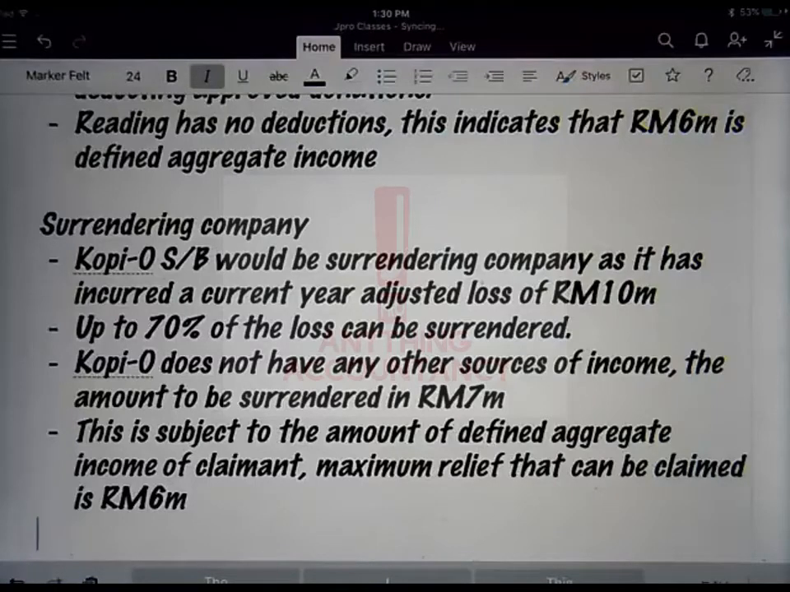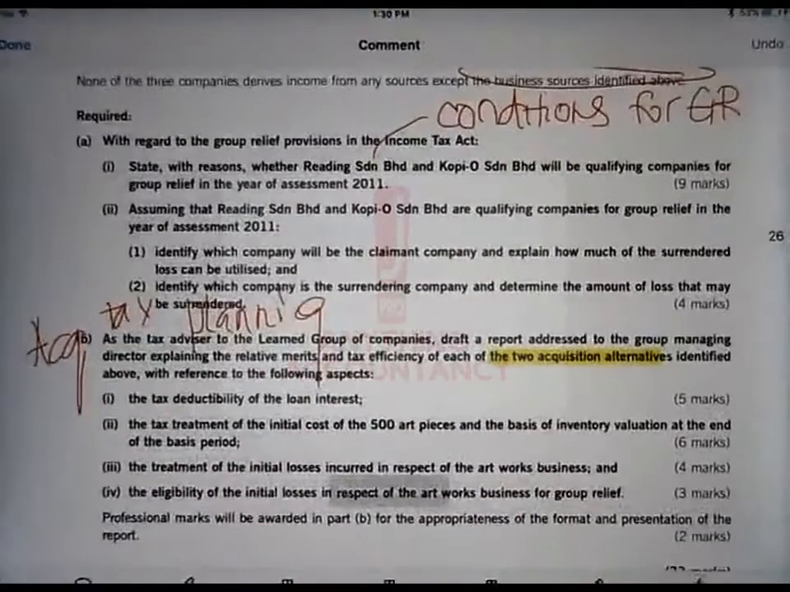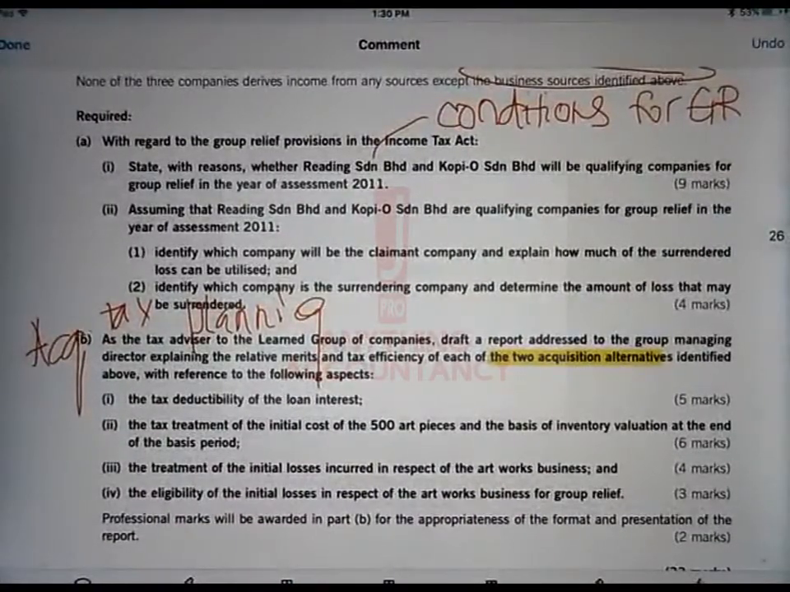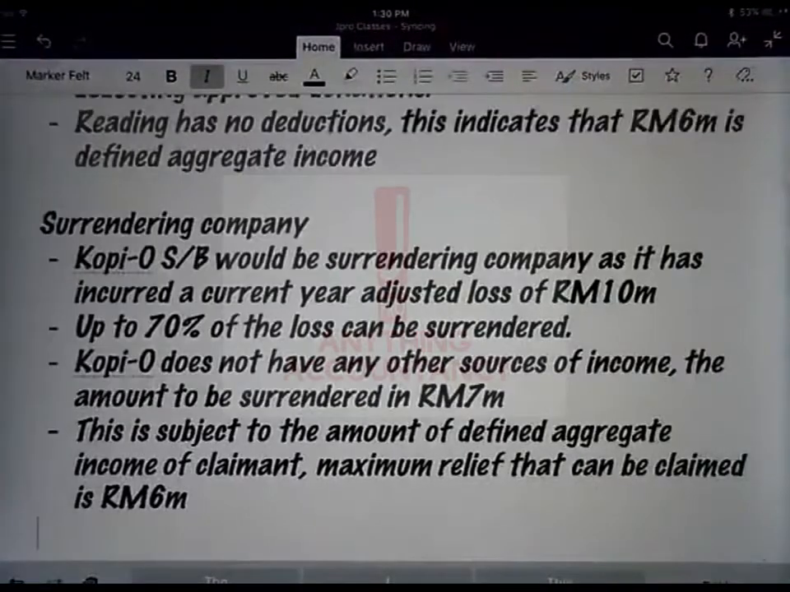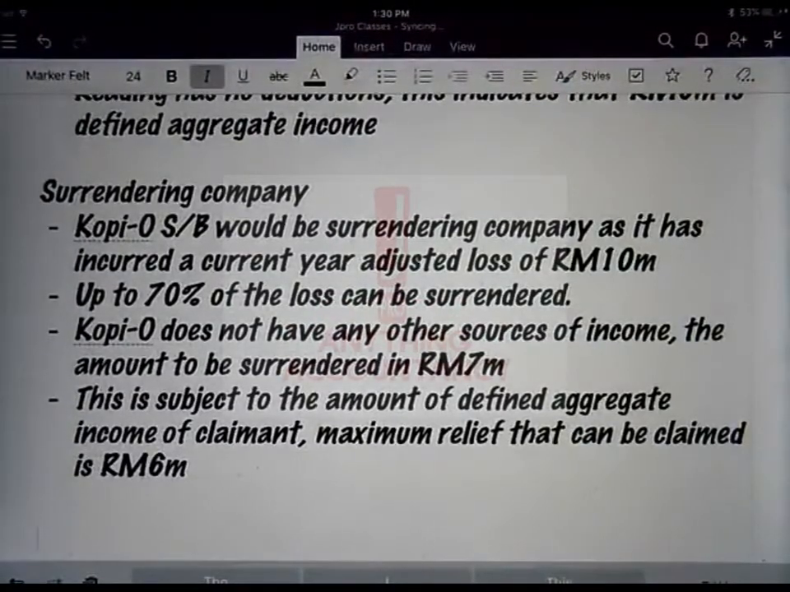Okay, now let's look at this part. Let's move on to the next issue here. As tax advisor for Learned Group, draft a report to address the MDs explaining relative merit. They have to decide whether to buy the other company by buying the shares directly or using a subsidiary to buy the shares. Are you clear now? They will ask you to discuss a few things. The MD is asking you for something, and you need to write a letter, right? Is it a letter? Report. Okay, report. This is part B.